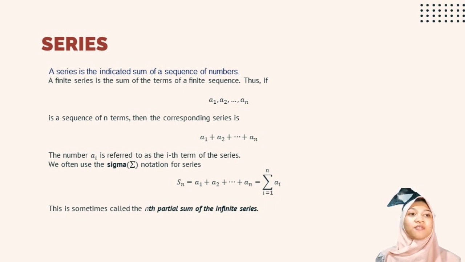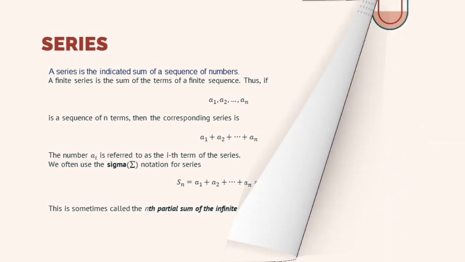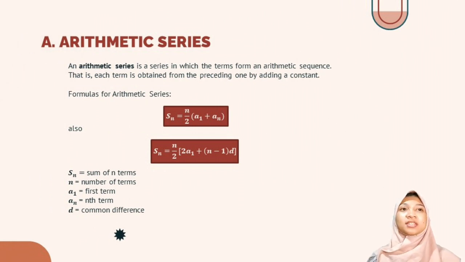The sum of an infinite series is a sub 1 plus a sub 2 plus up to a sub n. This is sometimes called the n-th partial sum of the infinite series. The series is divided into two. Number one is arithmetic series. An arithmetic series is a series in which the terms form an arithmetic sequence.